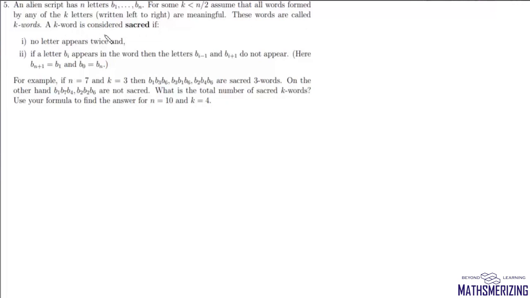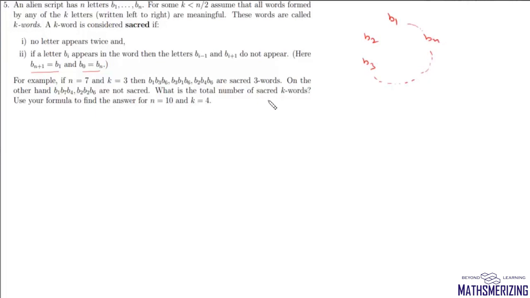A k-word is considered sacred if no letter appears twice, and if a letter bi appears in the word, then the letters bi minus 1 and bi plus 1 do not appear. Now here it also says bn plus 1 is equal to b1 and b0 equals bn. So that means we have arranged these n letters in some sort of a circle. So we have these n letters arranged somehow in a circle: b1, b2, b3, and then we have bn.